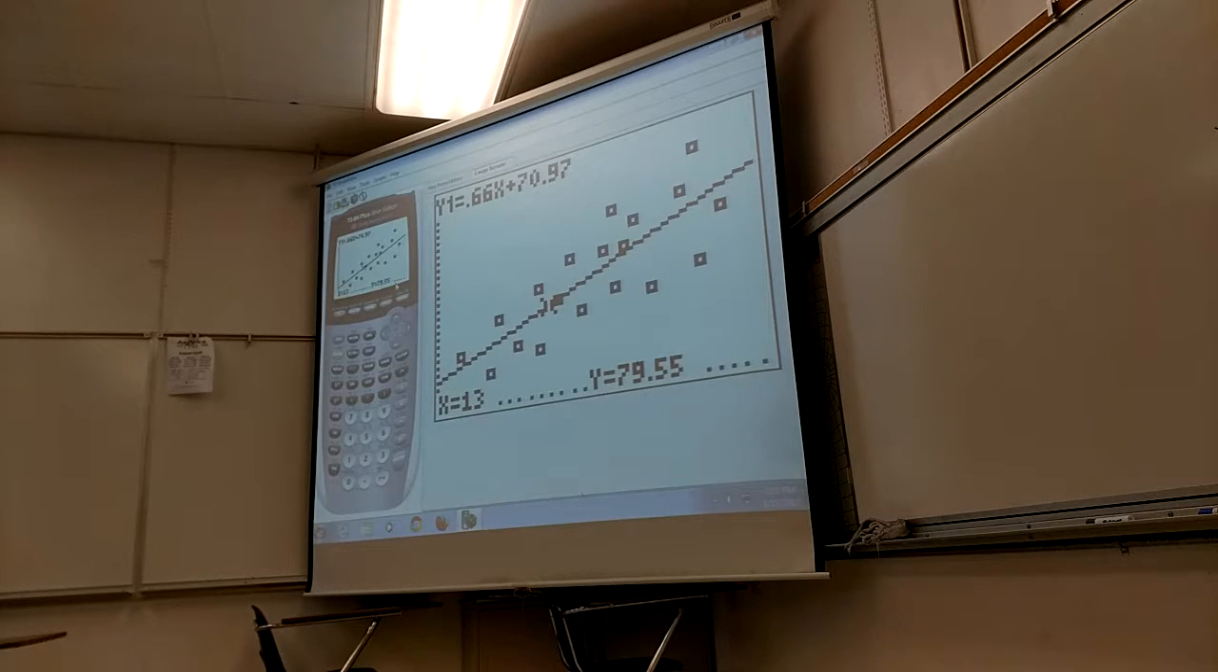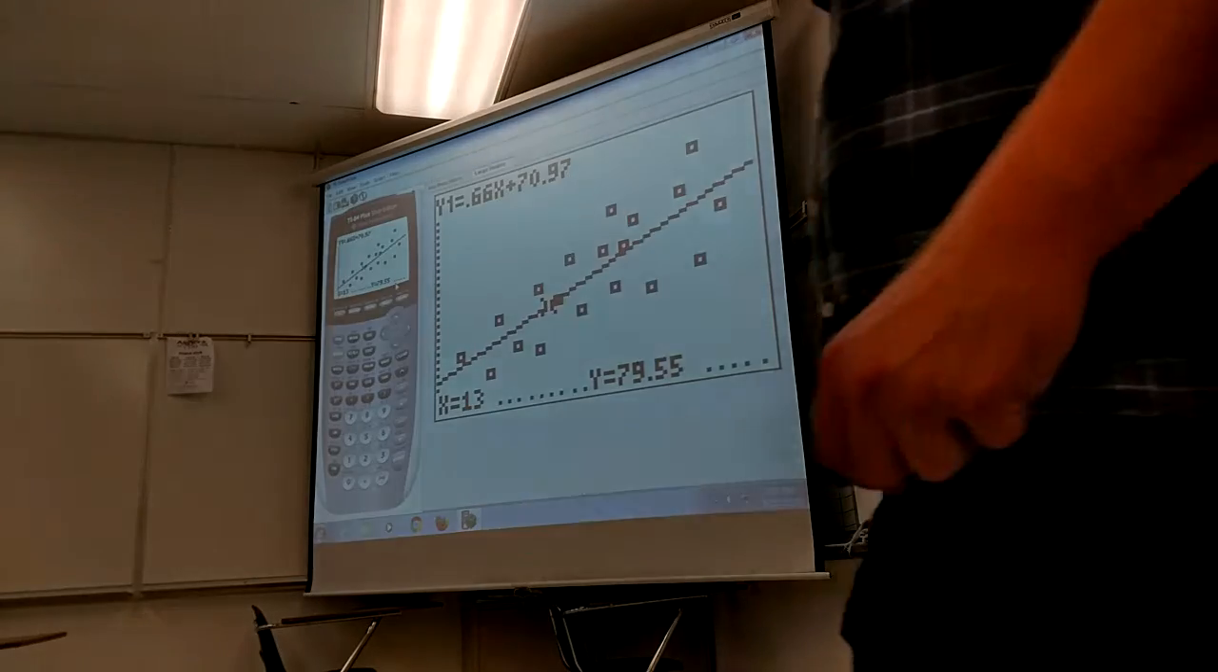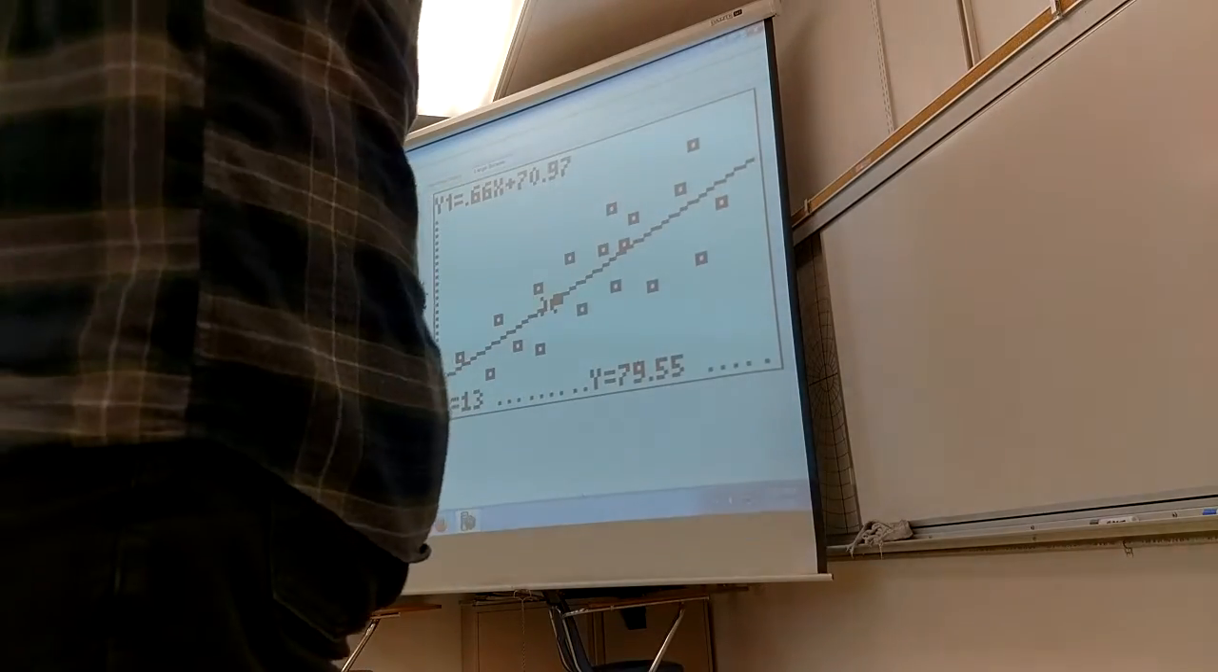So if they use the line of best fit to make a prediction, would you trust it? Yes, I would, because there was evidence of correlation. The closer it is to 1 or negative 1, the more I'm going to trust it.